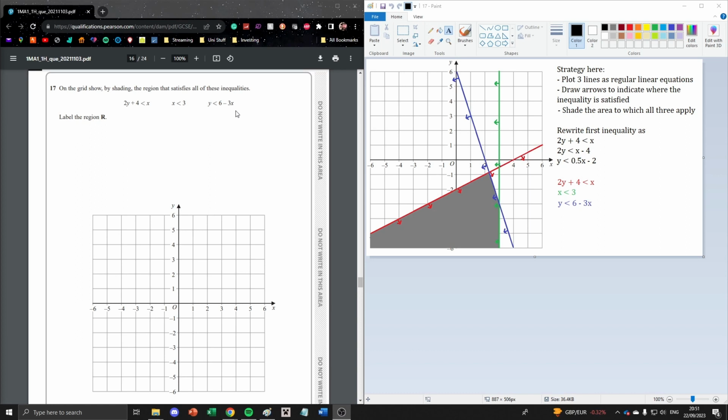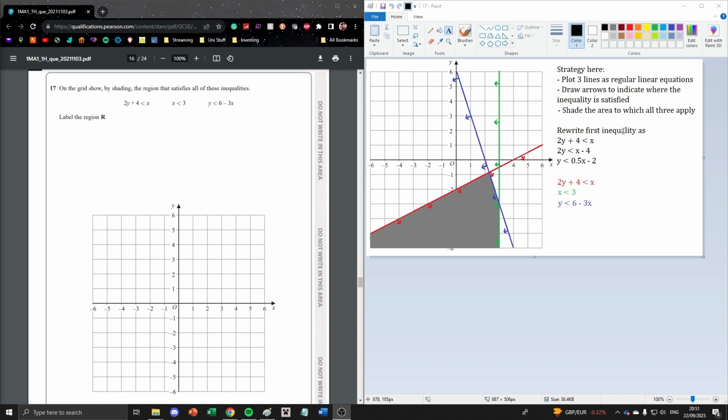So the important thing to recognize here is that inequalities are quite weird graphically. The way that we actually think of them is by using the corresponding equation and then bringing in that unequal property at the end. So we're actually going to plot 2y plus 4 equals x, x equals 3, and y equals 6 minus 3x, and then bring back that idea later on.